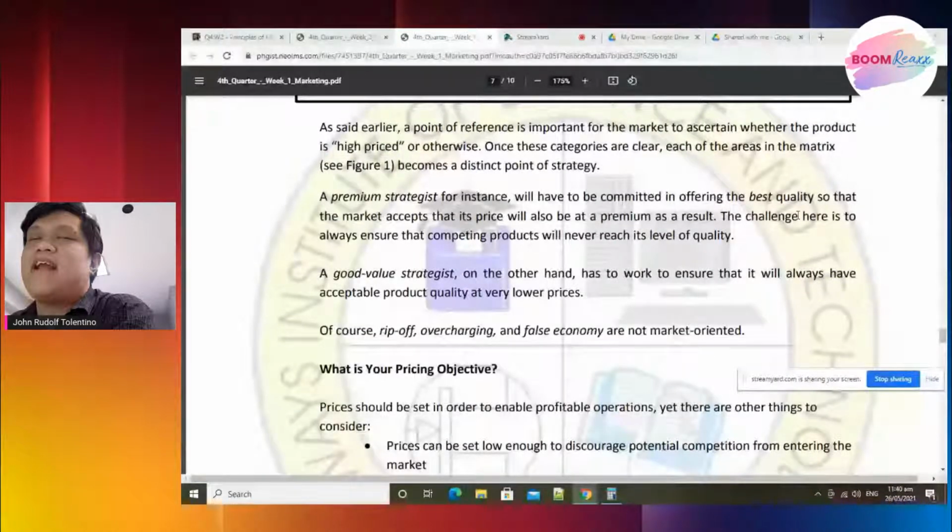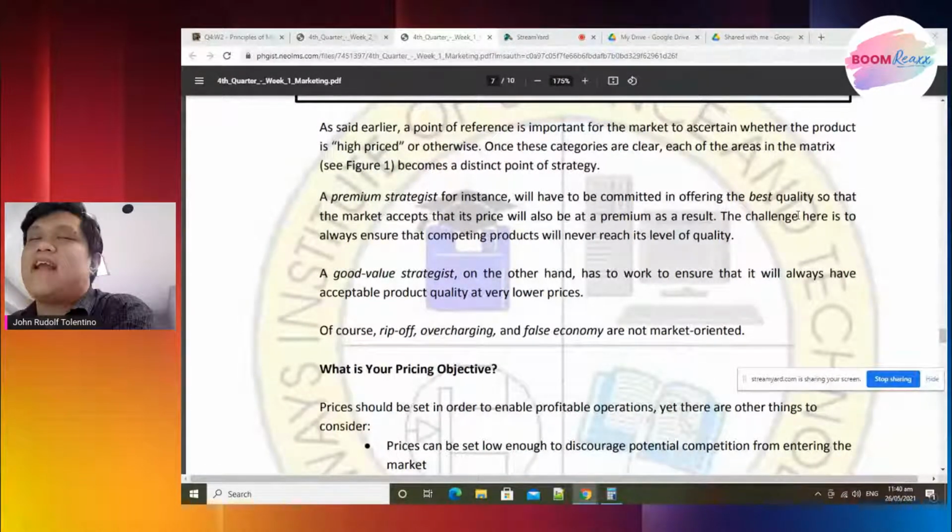Ayan, so as I said earlier, to the point of reference, it's important to the market to ascertain whether the product is high price or otherwise. Once the categories are clear, each of the areas in the matrix becomes a distinctive point of the strategy. So pwede mong kopyahin yung table, gawan mo siya ng mga reasons or mga computations or diagram, or pwede mo siyang gamitin na diagram para mag-present ka sa mga bosses mo, pagdating ng presentation ng mga price range mo.